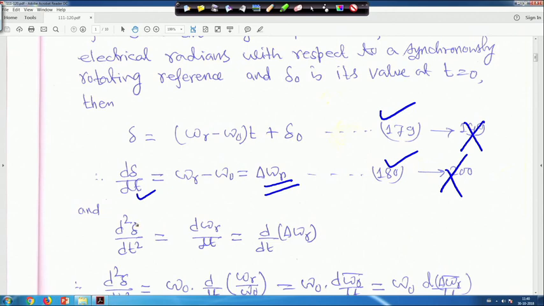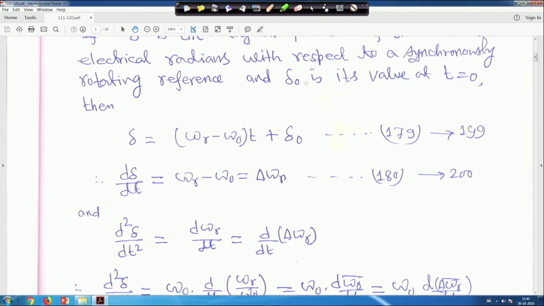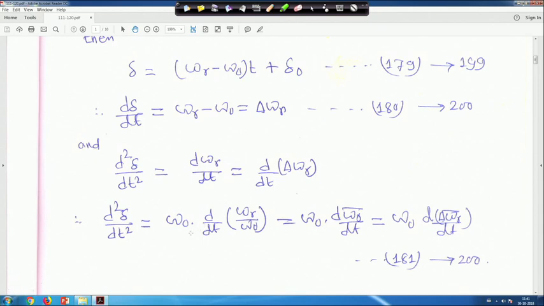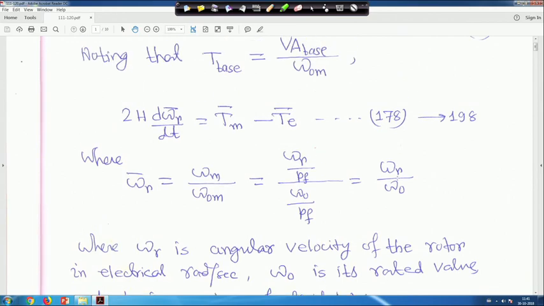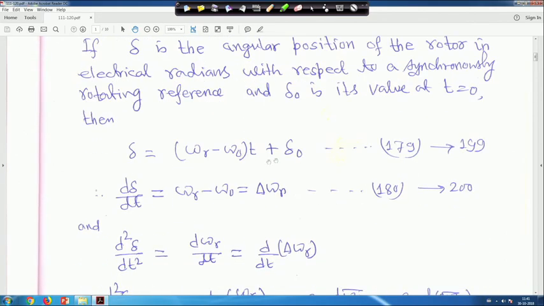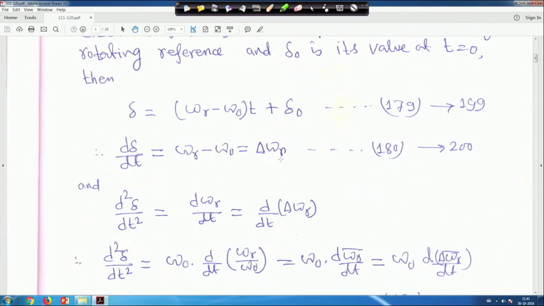If you take the double derivative, d square delta by dt square is equal to d omega_r by dt, which is d/dt of delta omega_r. Therefore, d square delta by dt square equals omega_0 times d/dt of omega_r by omega_0, multiplying and dividing by omega_0. This is d/dt of omega_r bar, because these are now per unit values, and it equals omega_0 d/dt of delta omega_r, because earlier we have seen omega_r bar is equal to omega_r upon omega_0, and omega_r minus omega_0 is delta omega_r.